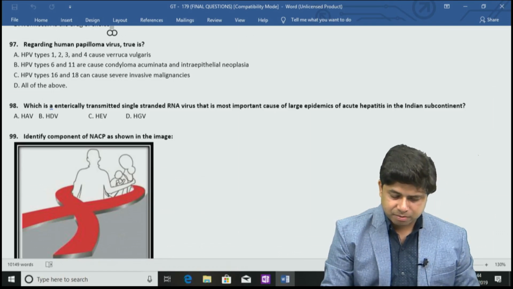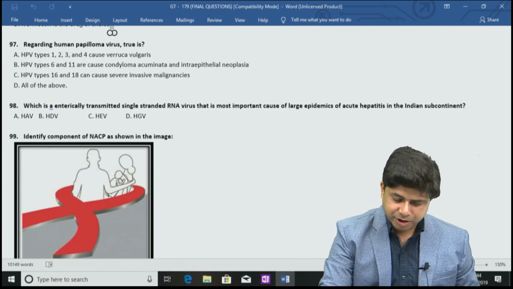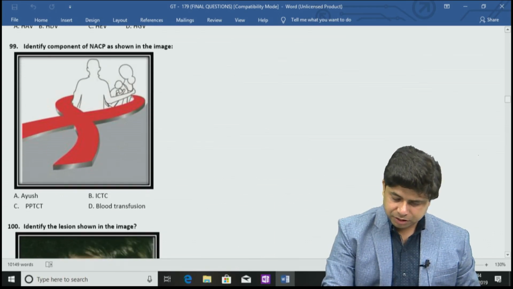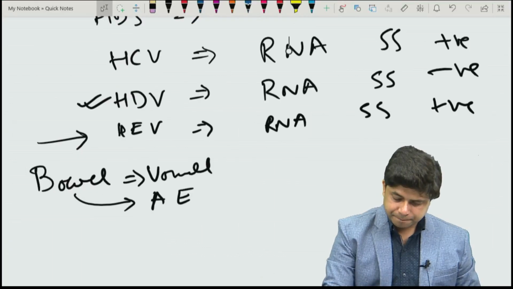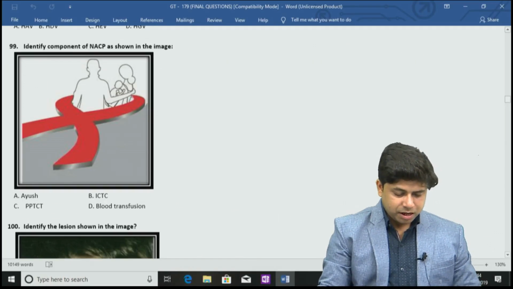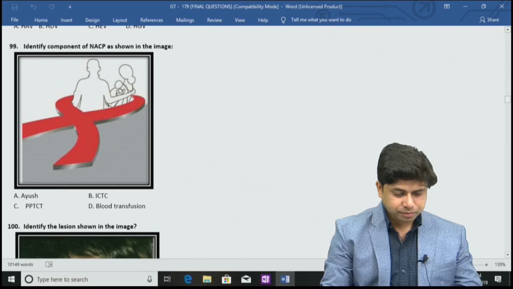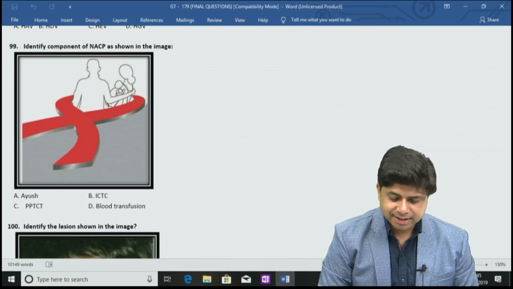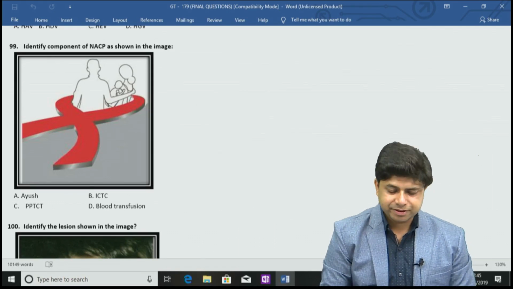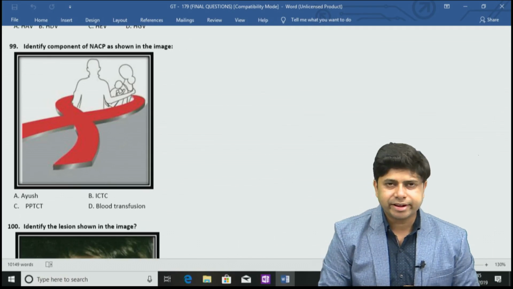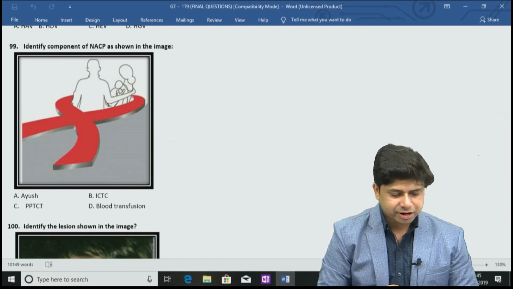Next is question number 99, which is: identify the component of NACP as shown in the image. Okay, so the image shows the family protecting a child and the emblem of AIDS, which is a crossed red ribbon. So it shows the PPTCT, which is the Prevention of Parent to Child Transmission Program.